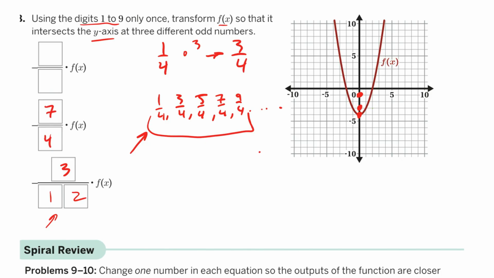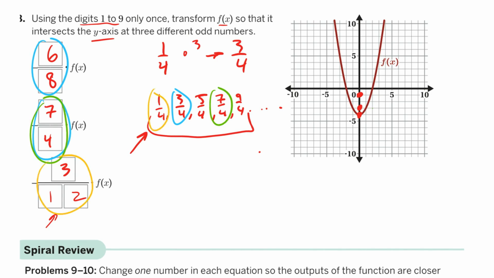And so the next one that I could do, I need it to simplify. So the denominator needs to be divisible by 4. So I could do 8, and then this could be 6. Because again, I'm going to do this in colors, 6/8 simplifies to 3/4. We have 7/4, which works, and then 3/12, which simplifies to just 1/4. So all of those would give me odd intercepts.